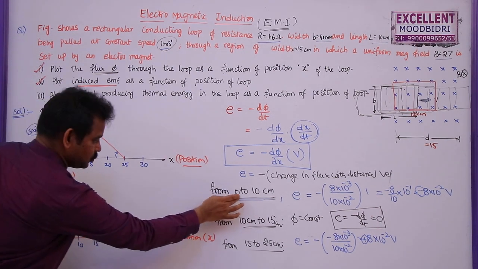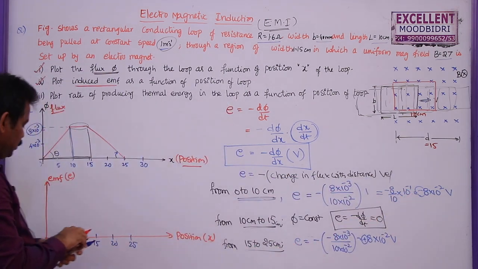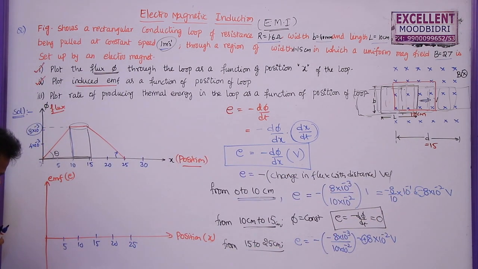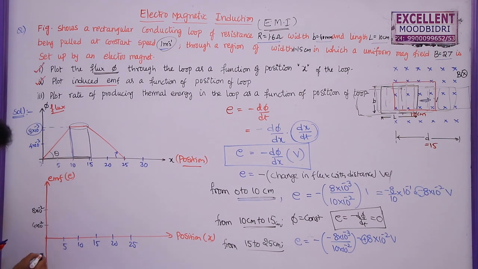Now in the first 0 to 10, you can see EMF is negative. That means we need to extend this graph in the downward direction also. So what are the maximum values of EMF? I am denoting this as 8 into 10 power minus 2. So let us say this is 4 into 10 power minus 2. This is 8 into 10 power minus 2. This is minus 4 into 10 power minus 2. Minus 8 into 10 power minus 2.